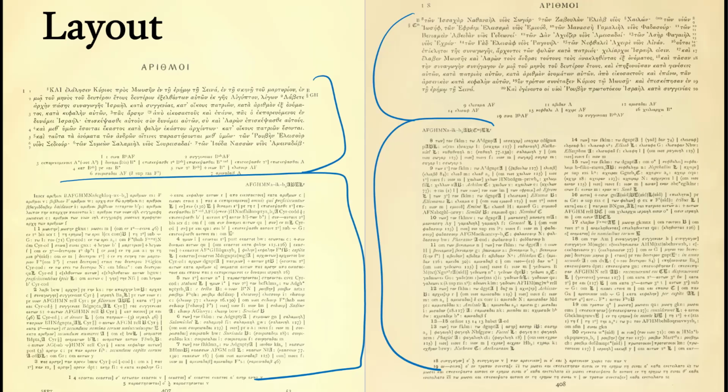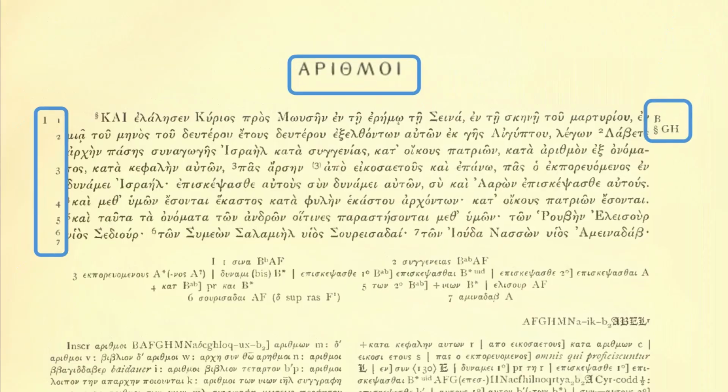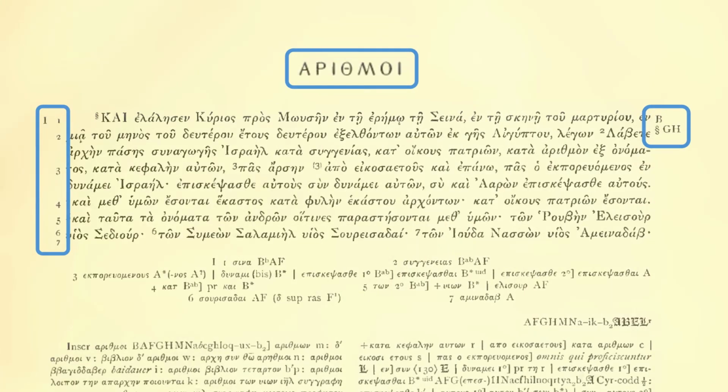So now let's take a look a little bit more closely at each of the components on the page. Let's start at the top of the page, and you can see that the book title on the first page of the book will be listed. So that's arithmoi, which is Numbers.